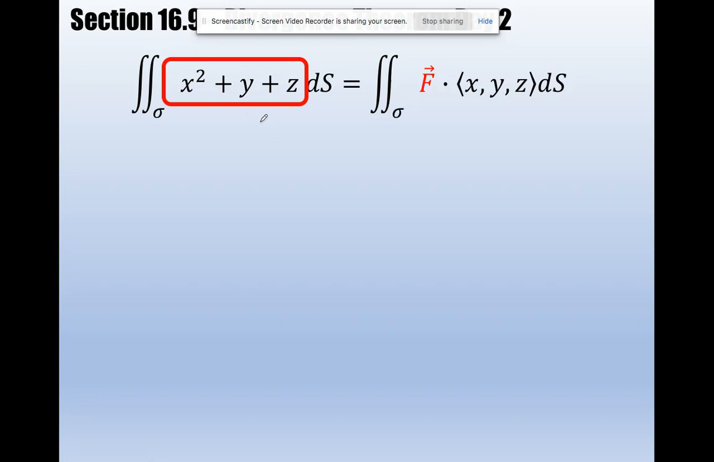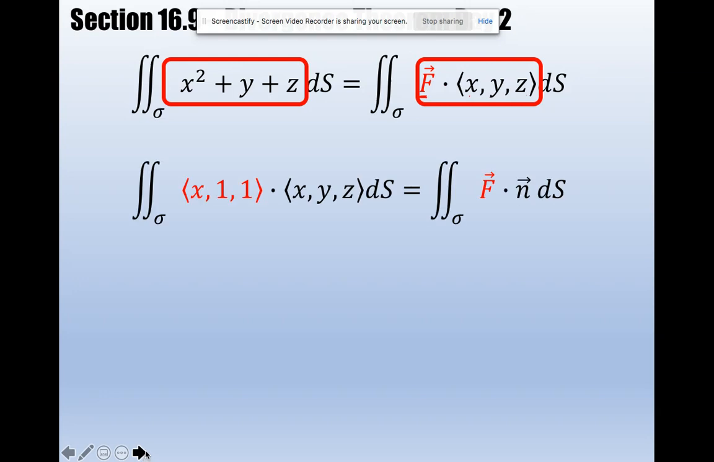So I've taken x squared plus y plus z and said, is there a vector that if dotted with my normal, x, y, z, would result in x squared plus y plus z? Can you see it? What could you dot with x, y, z to get the given integrand? How about that? x squared plus y plus z. That's my integrand. Check. I have F dot n.